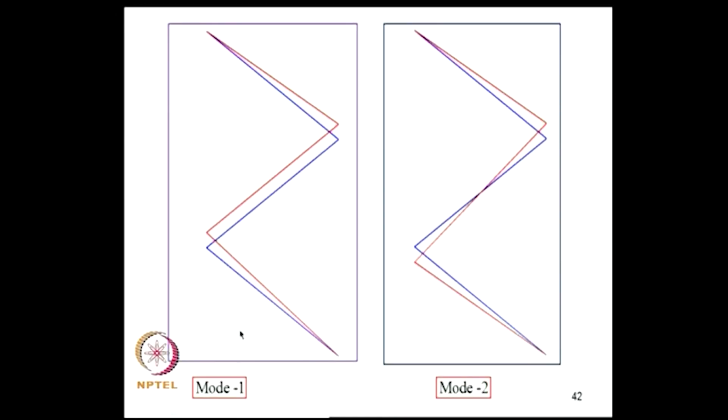Now, these are the plots of the first two modes. You can see the blue line is the undeformed geometry, and the red one is the deformed geometry. So, the structure here is vibrating in the first mode, and the structure here is vibrating in the second mode.